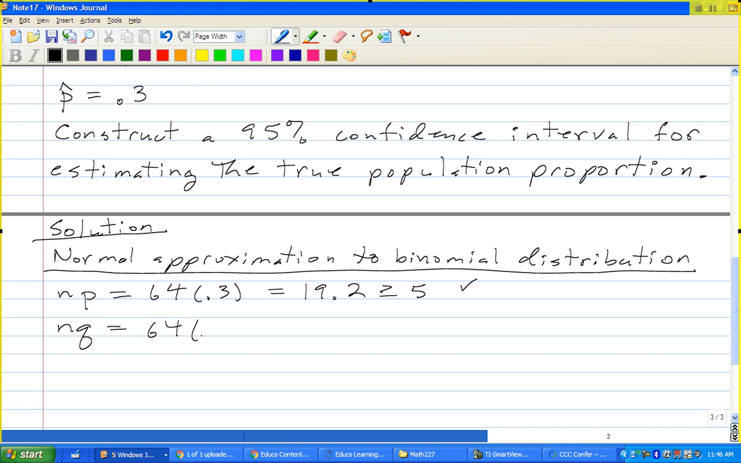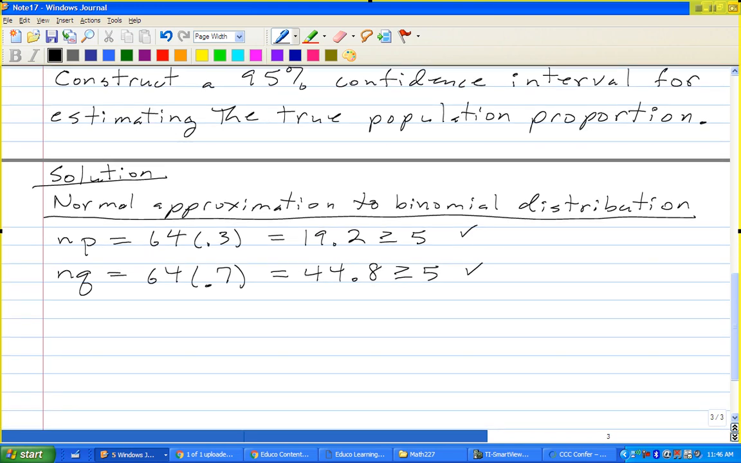Again, I don't know the population proportion of failures. I'll estimate it by the sample proportion of failures. So if there's a 30% chance of success, there's a 70% chance of failure. And so I get 44.8. And that again is greater than or equal to 5. So I can use the normal approximation. Therefore, my confidence interval will have the following form.